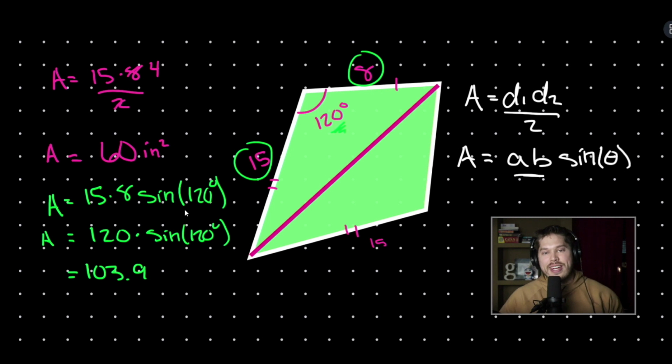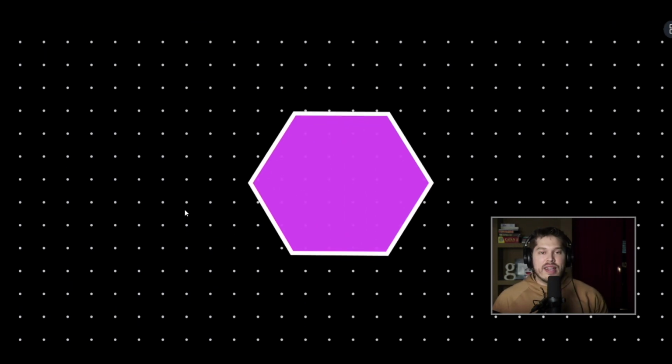Excellent, excellent. So there is how you can find the area for your kite. One of the last shapes we're going to cover is not just a hexagon, but any regular polygon.